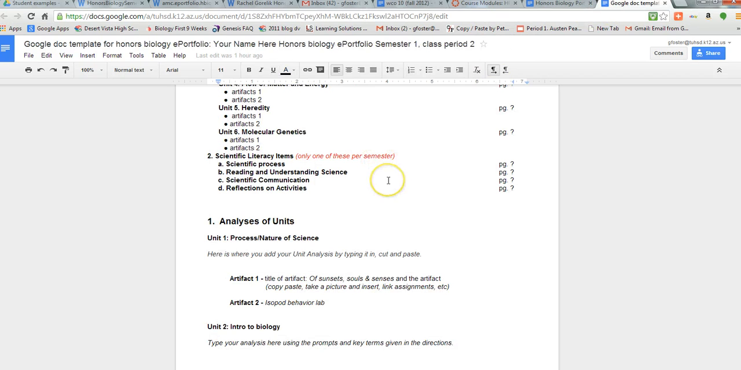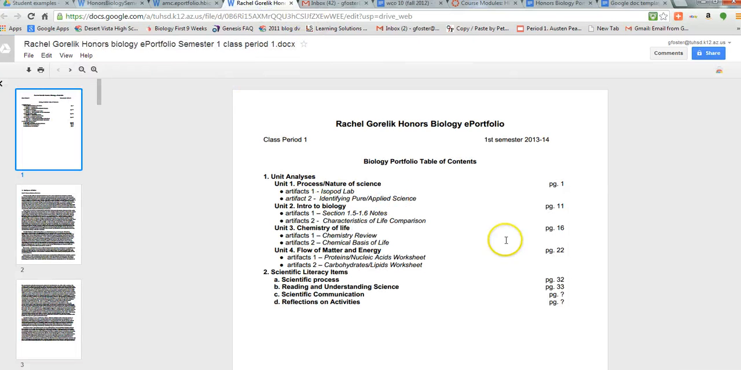And actually what I'd like to do is go back and look at an example. So this is one that I pulled from Rachel. And so you can get an idea of what it looks like. So she did a nice job. She put her name in here, got her class period. We got semester and date. And then she did take and modify her table of contents to match all of her artifacts and the unit names, chemistry of life. Actually, she did miss one right here.